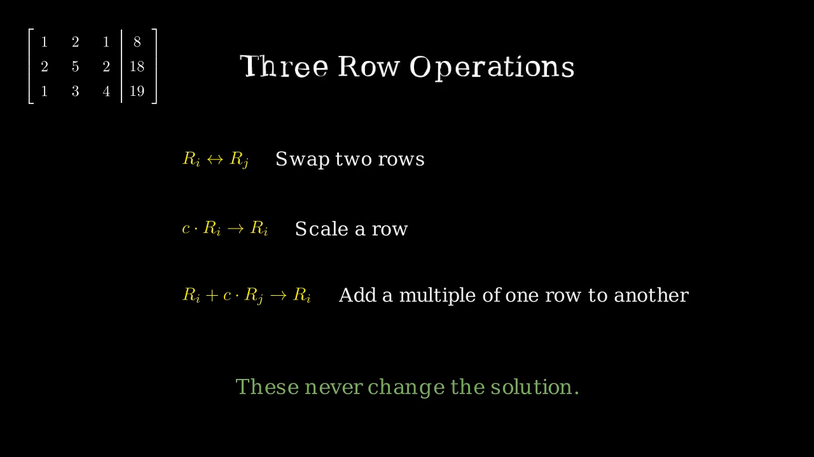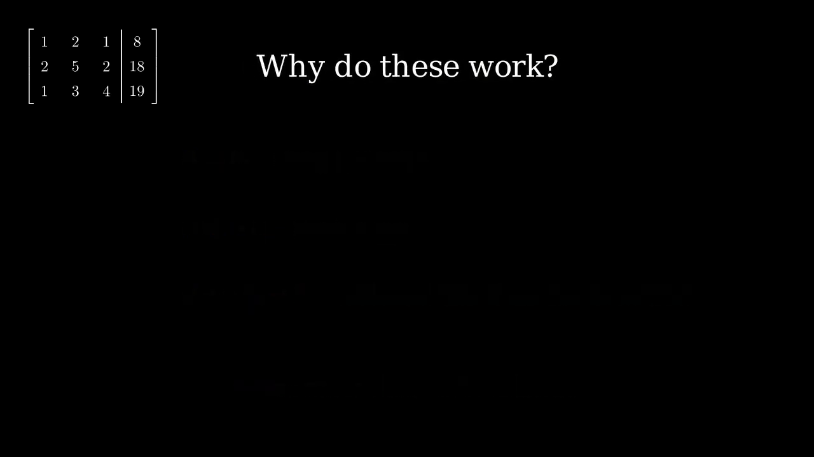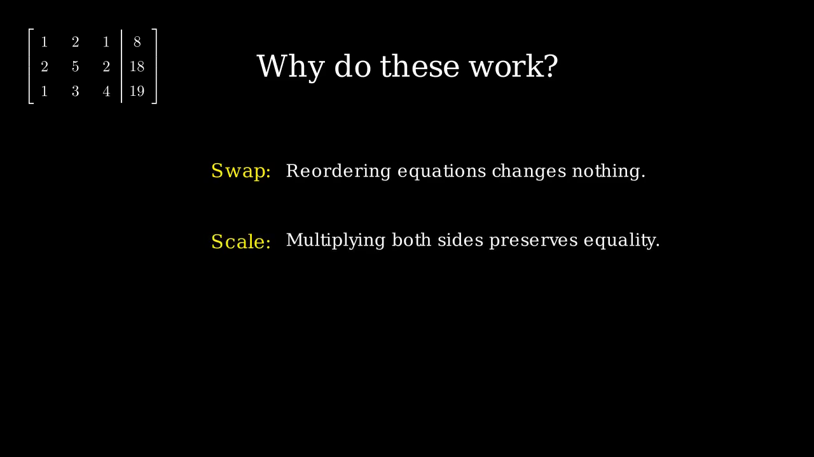Why do these work? Because each row represents an equation. Swapping two equations changes nothing. Scaling both sides of an equation changes nothing. And adding one equation to another gives a new, equally valid equation.